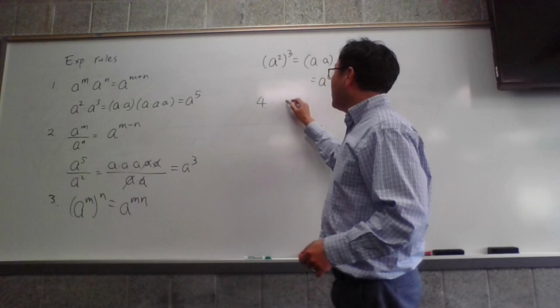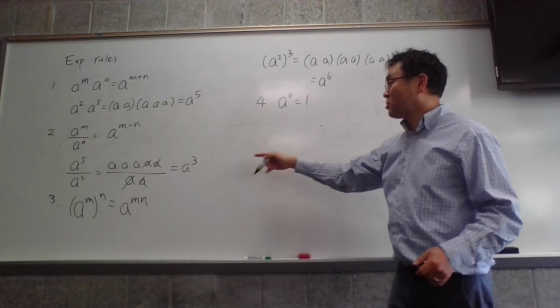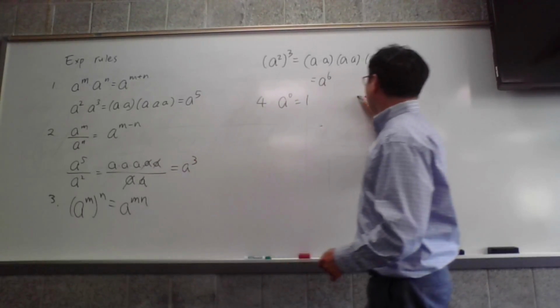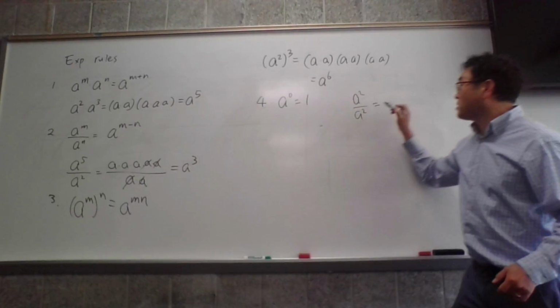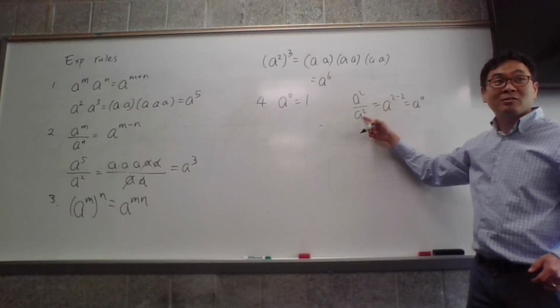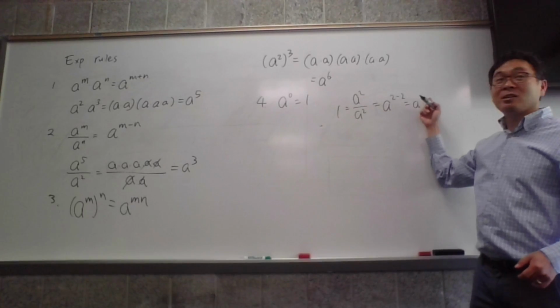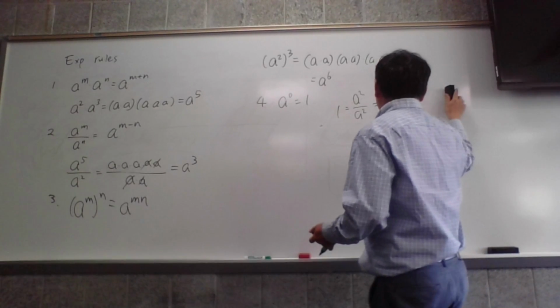Number 4, anything to the 0th power is 1, and the reason for that is just from this one. If you have a squared over a squared, according to this rule, what is it? That's a to the 2 minus 2, which is a to the 0th power, but anything divided by itself is 1. So anything to the 0th power is 1. Good?